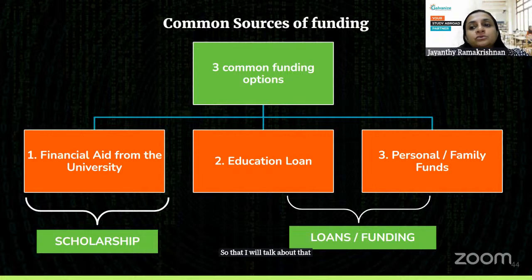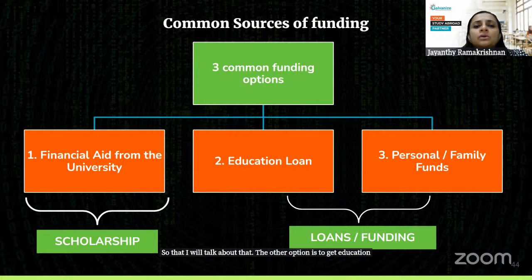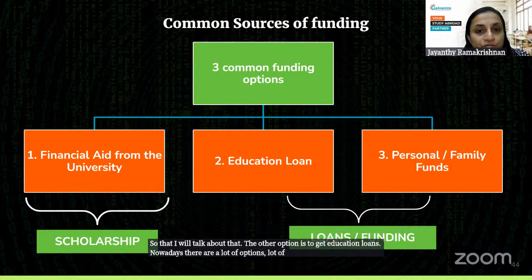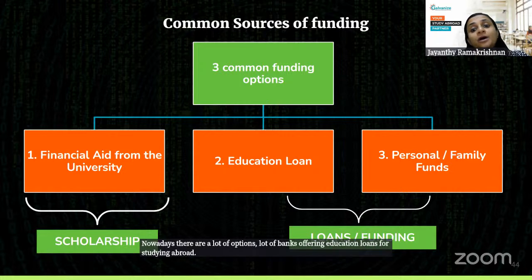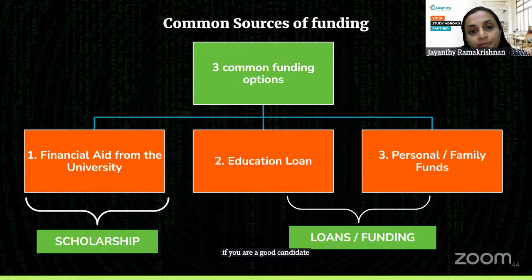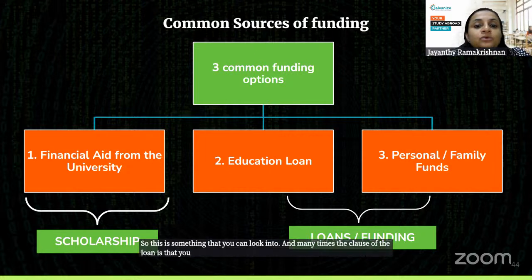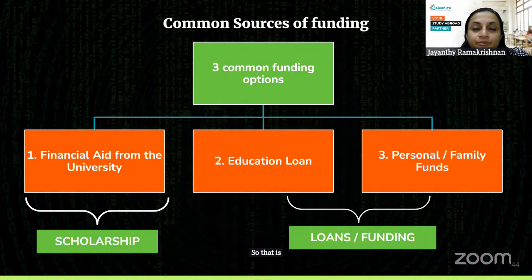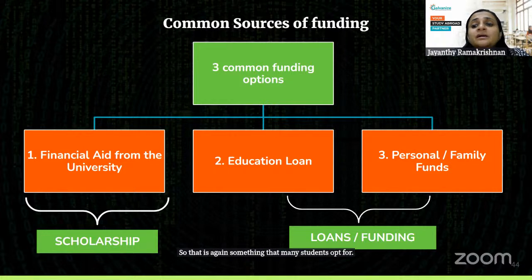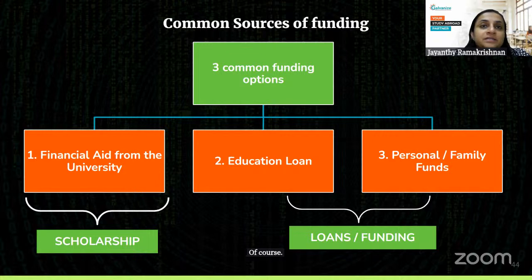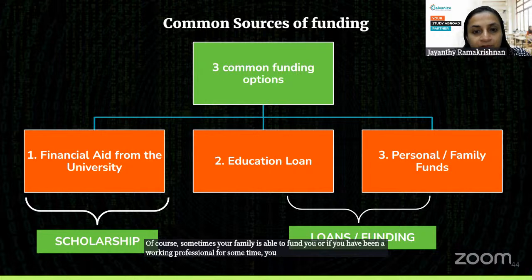The other option is to get education loans. Nowadays, there are a lot of options, a lot of banks offering education loans for studying abroad, if you are a good candidate, if you have secured an admit to a good university. So this is something that you can look into. And many times the clause of the loan is that you have to start paying it back only after you have finished your degree and gotten a job. So that is again something that many students opt for. Of course, sometimes your family is able to fund you, or if you have been a working professional for some time, you may have some saved up funds as well.